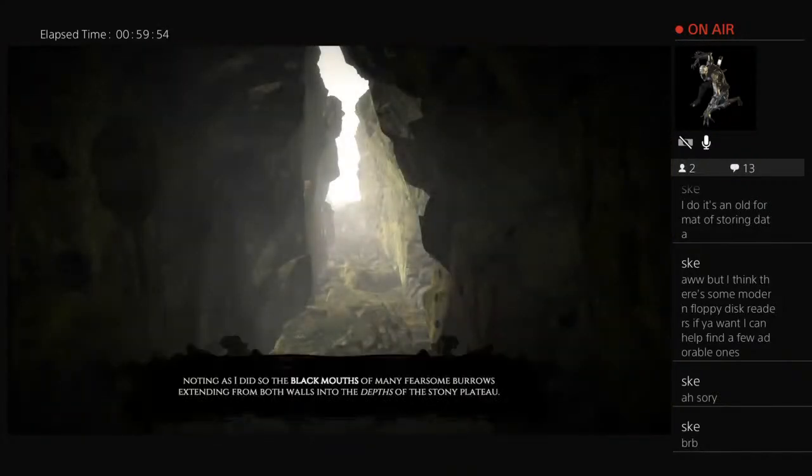I lost my lighter. Noting as I did so the black mouths of many fearsome burrows extending from both walls into the depths of the stony burrow.